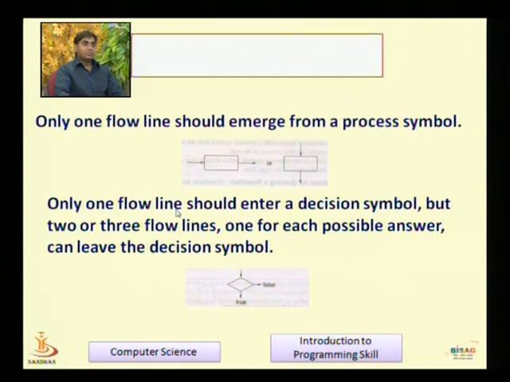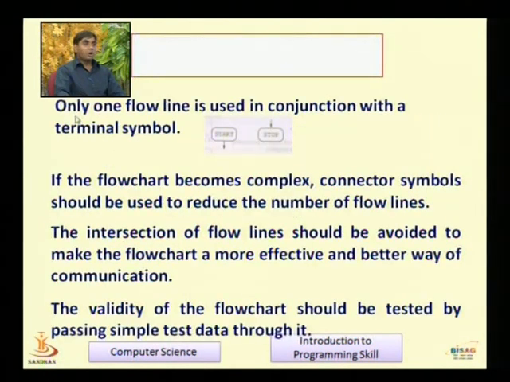Only one flow line should enter the decision statement, but two or more flow lines, one for each possible answer, can leave the decision. Here something enters, and here it is tested. If the test is true, then come over here. If the test is false, then come over here. To take the decision, the diamond symbol is used. Only the flow of the start and the stops can be over that.